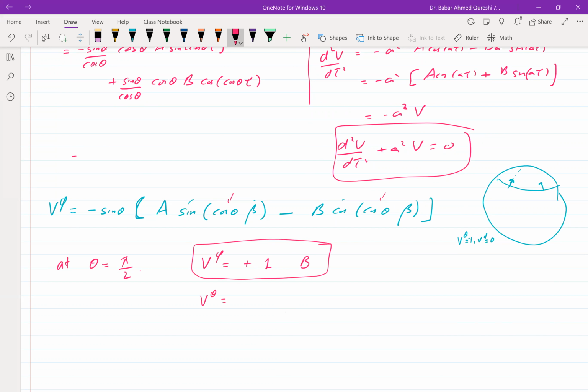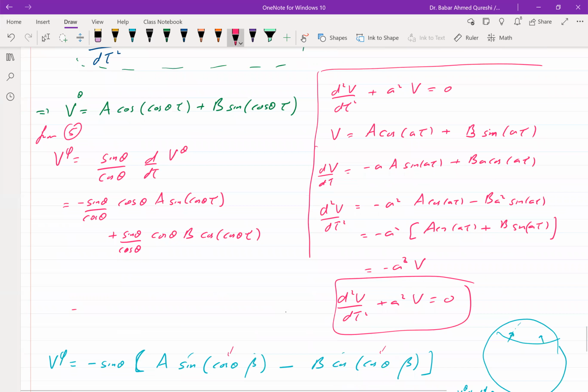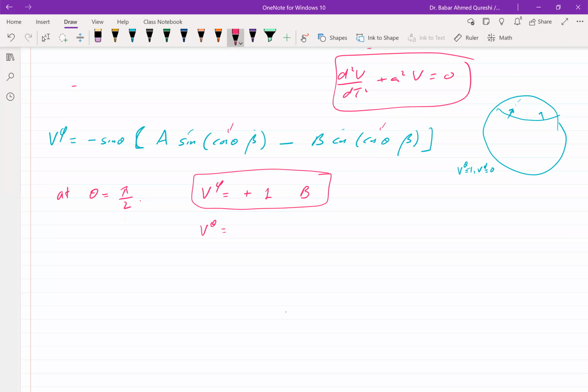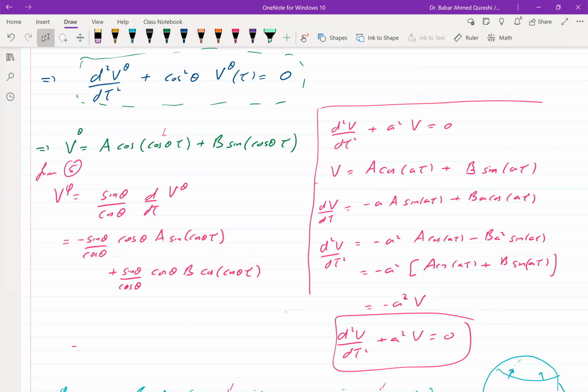Similarly, v theta, I have a 0 here, and cosine of 0 is 1. So v theta is a. So these were the initial conditions, which you could have checked. I should have told you how to find the initial conditions. Well, you know these equations. So if I start from tau equal to 0, the initial condition is v theta is a and v phi is b at tau equal to 0.